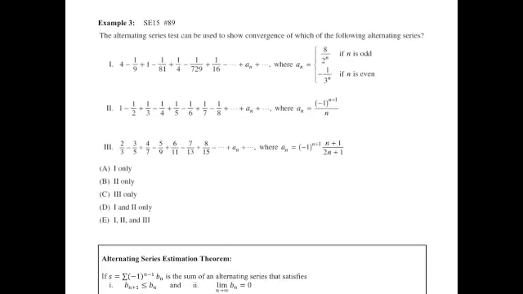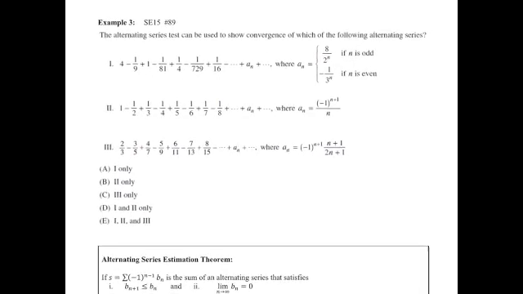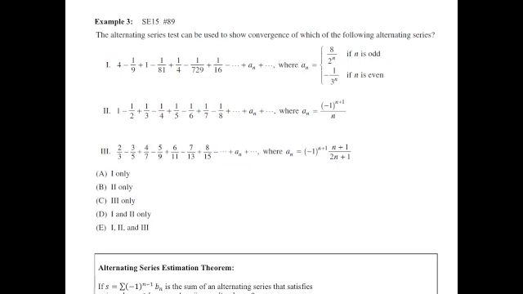All right, here we have a multiple choice problem from the exam. It says the alternating series test can be used to show convergence of which of the following alternating series. As you can see, all three of these are alternating, and it's asking for which of the three the test can be used. Okay, so we're not really concerned with whether it is convergent or not. We're just looking at whether the test can be used.